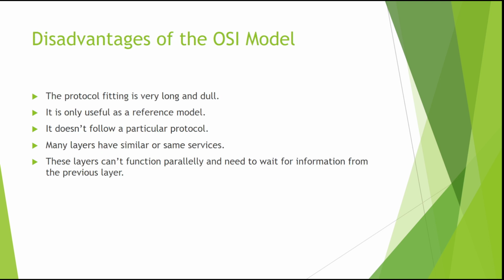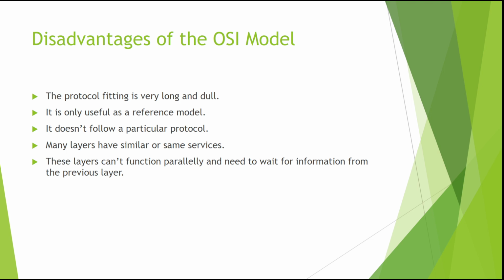Now, what are the disadvantages of what they came up with? This seven-layered model, you see that this protocol is very long. Imagine there are seven layers. You have to know what is involved, what is doing this, what is that. That makes it a bit complex. It is only useful as a reference model.